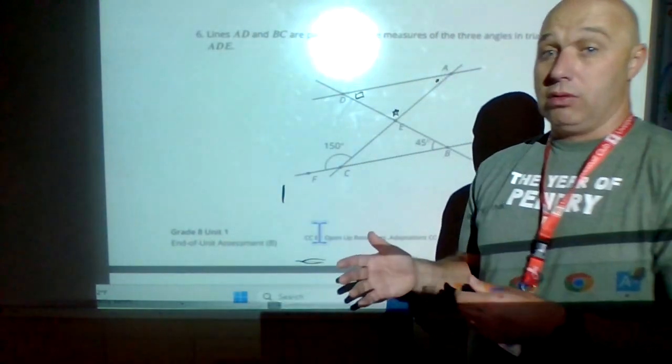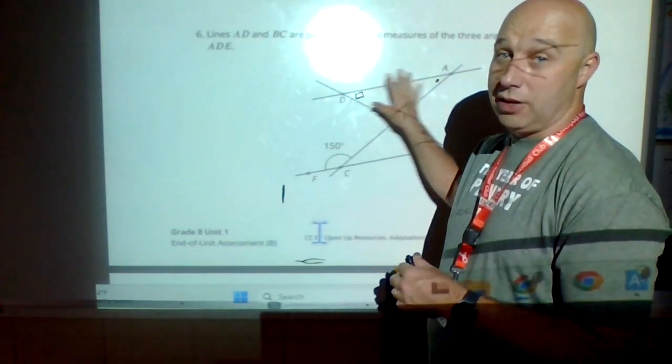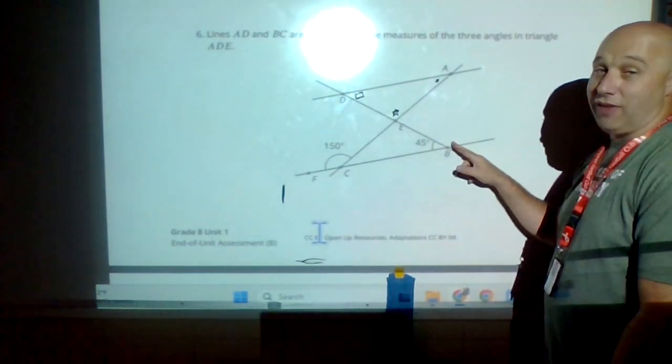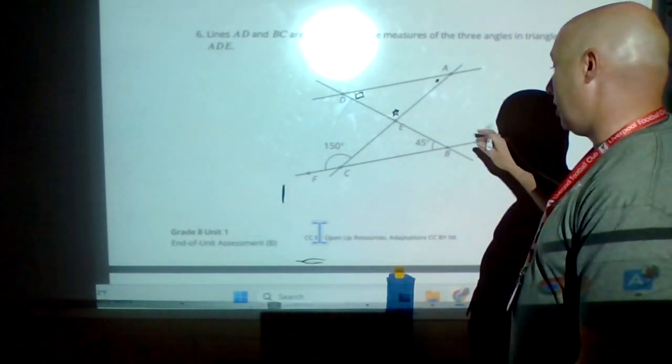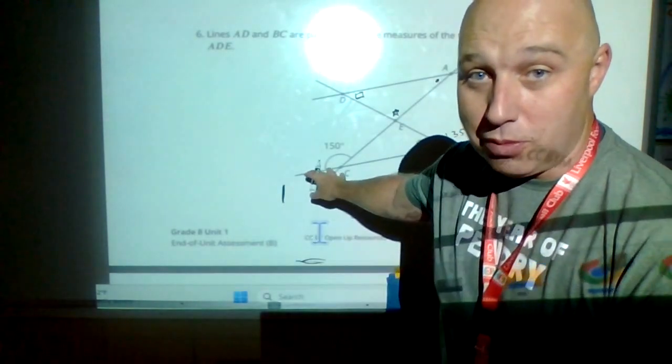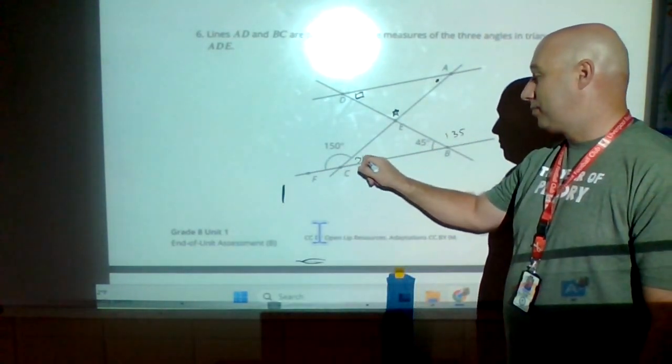So remember, do what you can do. Do what you know. All right, if you're not sure what these angles are yet, well, find something you do know. Well, I know this is 45, so I could find this outside angle here because it's a straight line, right? So I could do 180 minus 45 and get that. I know this is 150, so I could get this one in here.